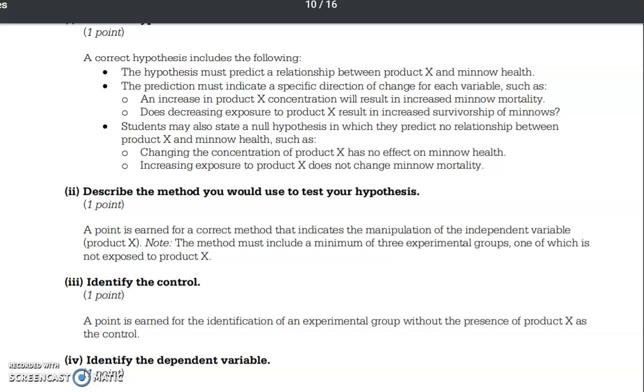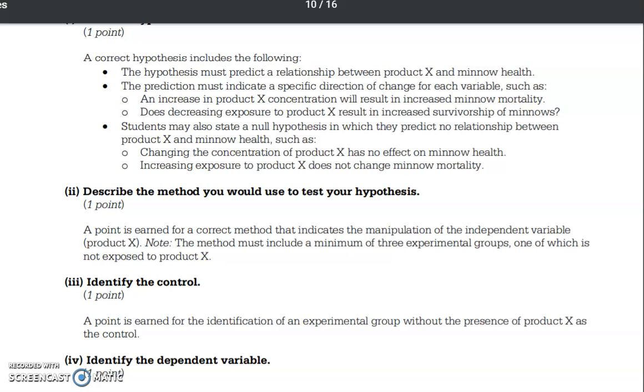The method must include a minimum of 3 experimental groups, one of which is not exposed to product X. So you need one group that's your control that's not exposed at all, and then 2 others that are manipulated. Think of the ants video that we watched. One, they put stilts on the ants, and one, they put stubby legs on the ants. So that's significant, and I saw that in both. So note that, because that's the first time I've really paid close attention and seen that they really want 3 experimental groups to be talked about. Keep that in mind. If there's a way to do that, this is in both of these questions.